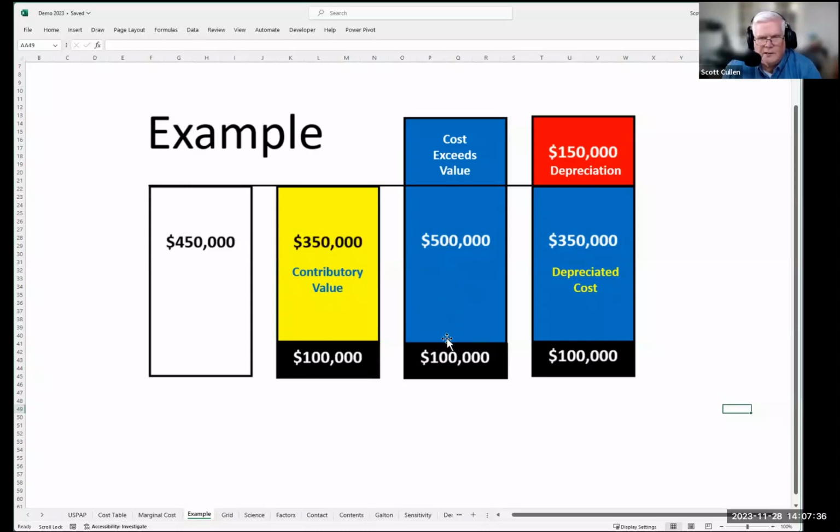So we can see that land plus the cost exceeds the value. And that means there is depreciation. So here's the $150,000 depreciation. This part of this stacked bar chart or column chart shows that depreciated cost is $350,000. That's what we name that. And you can see in this context anyway, that contributory value and depreciated costs mean the same thing.